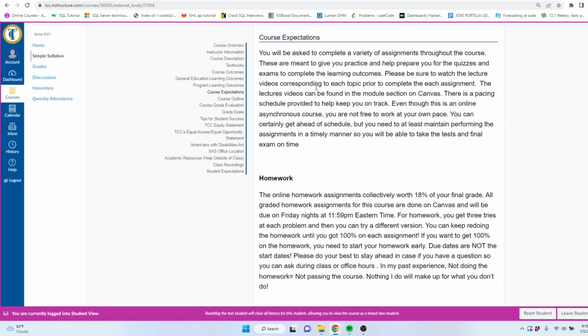Right, so coming down to course expectations, you will be asked to complete a variety of assignments throughout the course. These are meant to give you practice and help prepare you for quizzes and exams to complete the aforementioned learning outcomes. Please be sure to watch the lecture videos corresponding to each topic prior to completing each assignment. After I run through the syllabus, what I'll do is I will show you what's on Canvas set up for you. I have lecture videos for every section along with the notes, so you can follow along, fill the notes out yourself. And it's all broken down in an ordered and straightforward way so that you can actually work the homework alongside watching the lecture videos and filling out the notes.